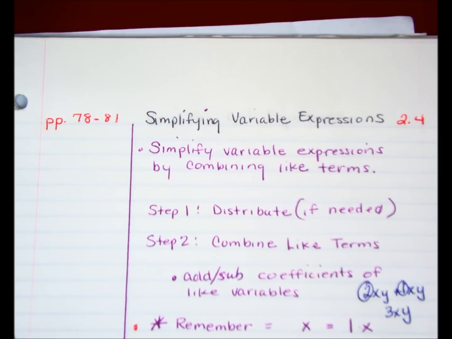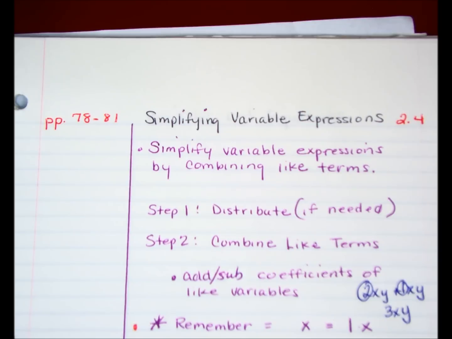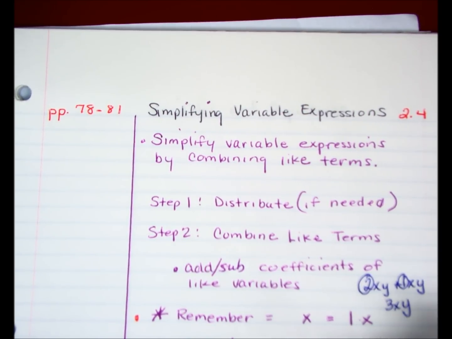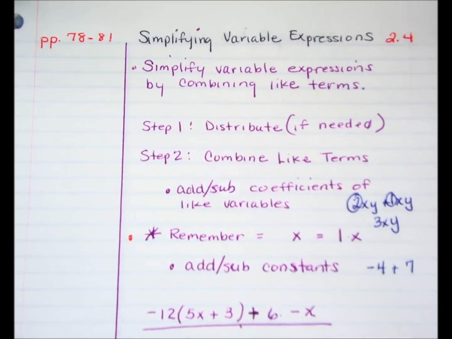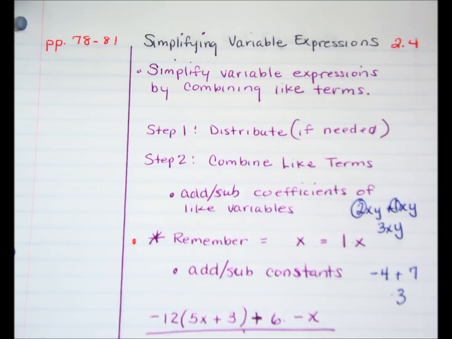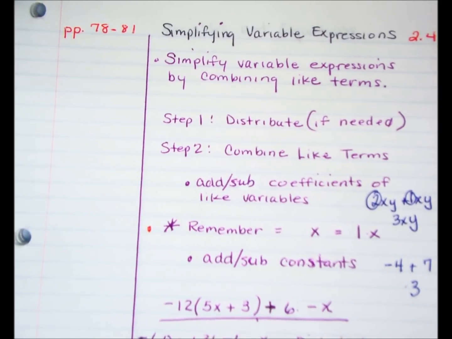Then you also can combine the constants. So that would be like -4 plus 7. And if we combine those constants, then it would be 3. And we can combine those because all integers and all numbers are constants.